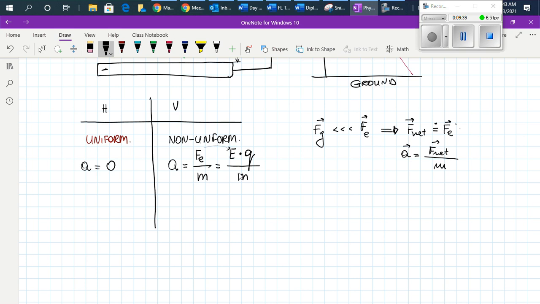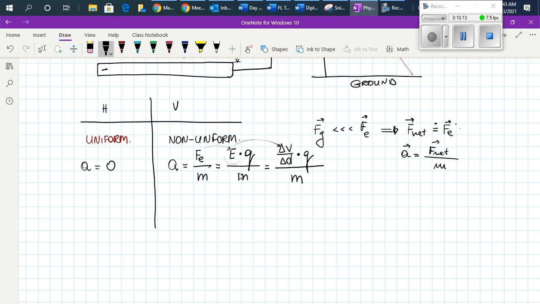Now, on the other hand, since we are in between the two parallel plates, the electric field strength will be delta V over delta D, times the charge. So this is just for the electric field strength, over mass. So you stop here for a moment and you say, can I figure out what is the acceleration of the object?